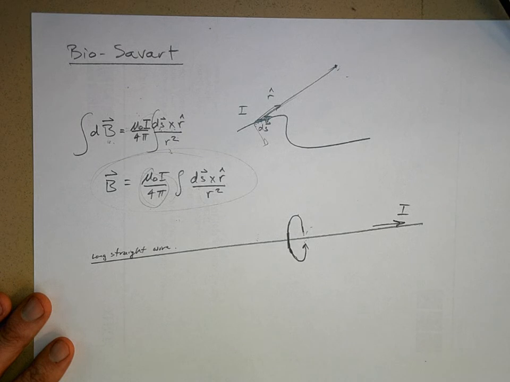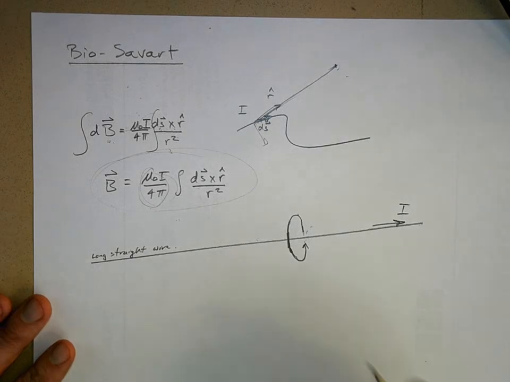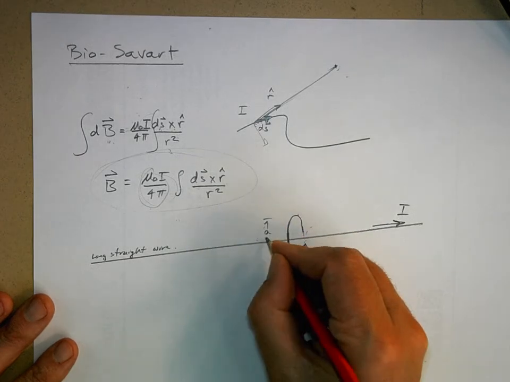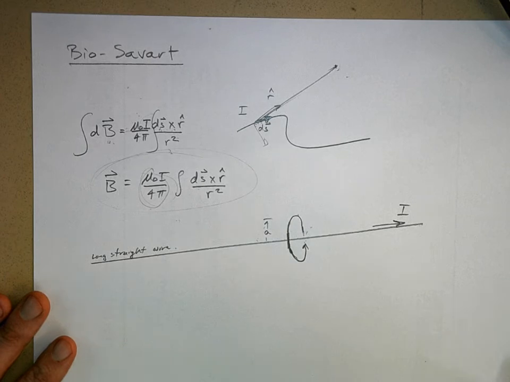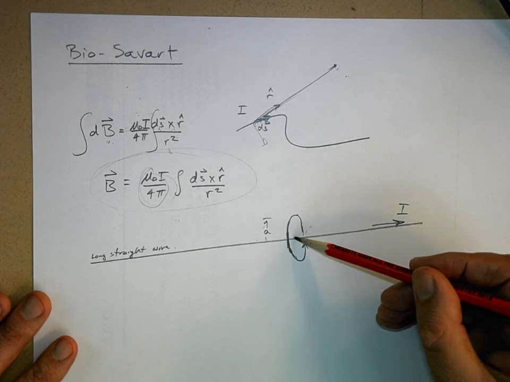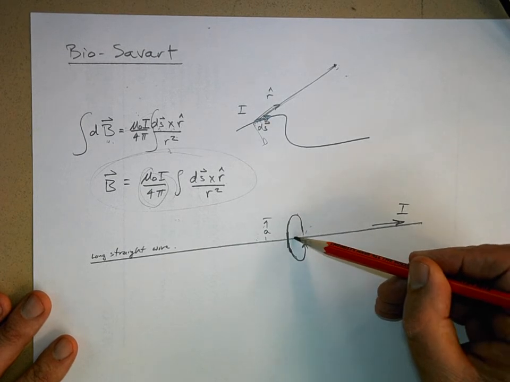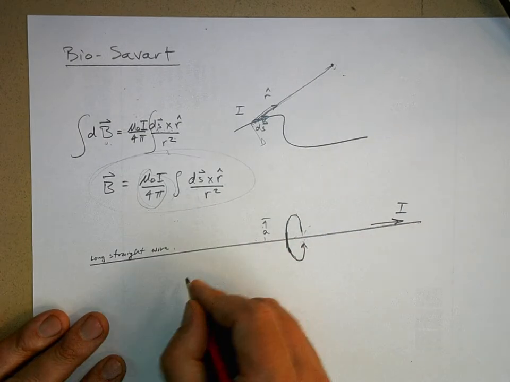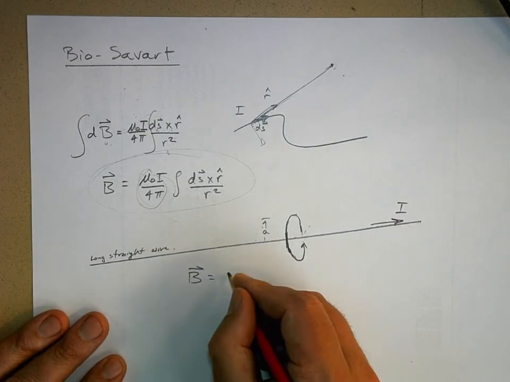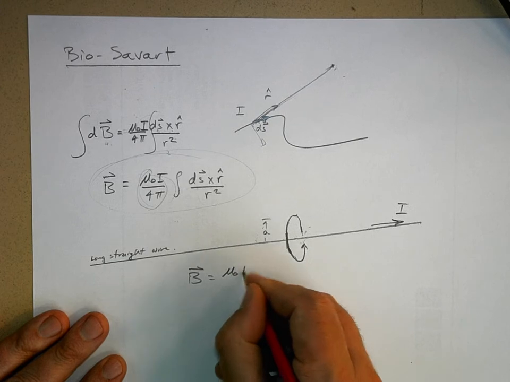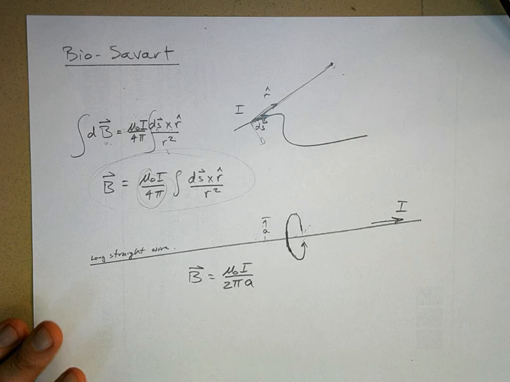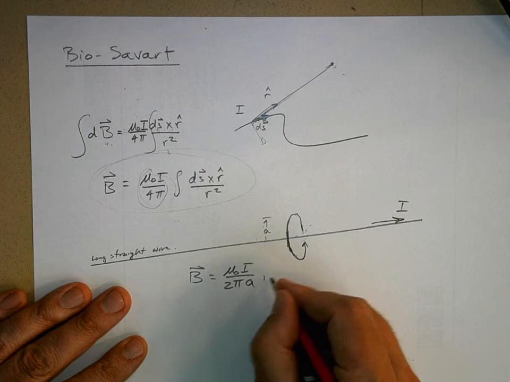Using the Biot-Savart law, we also got the magnitude of this. If this is A, or you can use R for radius, but A in this case is the shortest distance from the wire out to where this point is. B is equal to mu naught I over 2 pi A. And the direction of it is the right-hand rule for long straight wires.